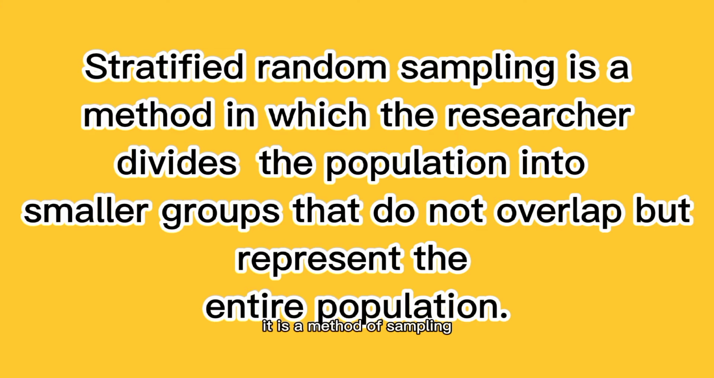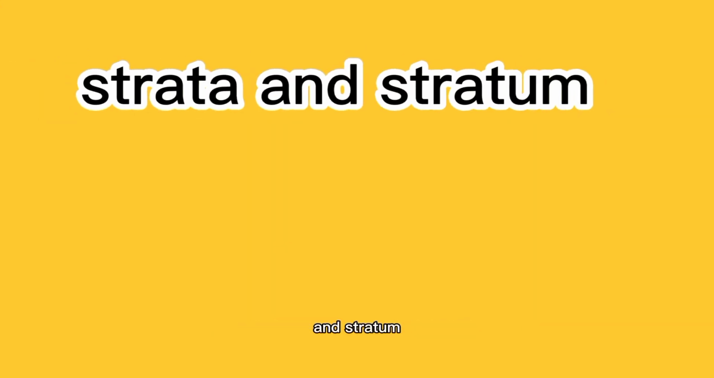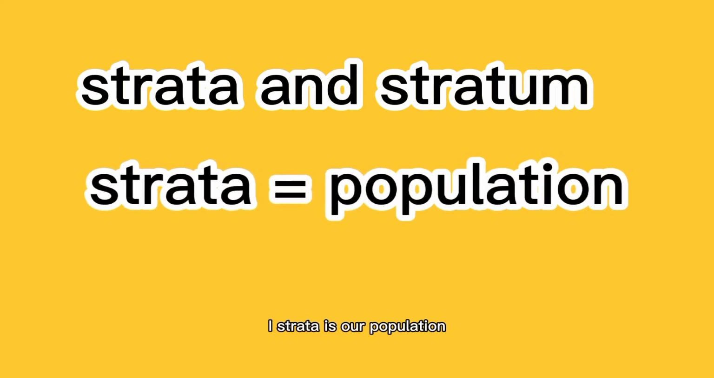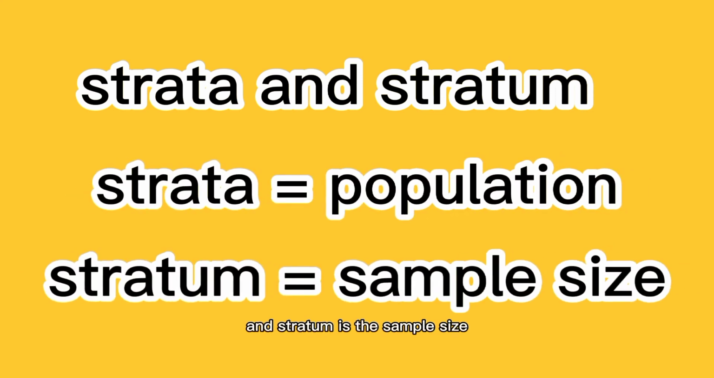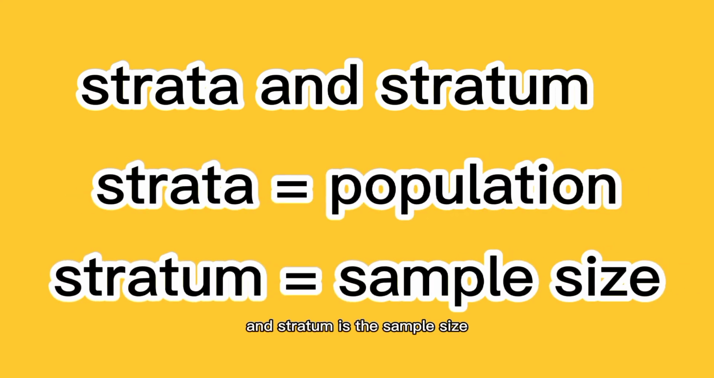It is a method of sampling that involves the division of the population into smaller subgroups, also known as strata. Did you know that in stratified random sampling, we have something called strata and stratum? Strata is our population and stratum is the sample size. Okay, let's proceed to the example.